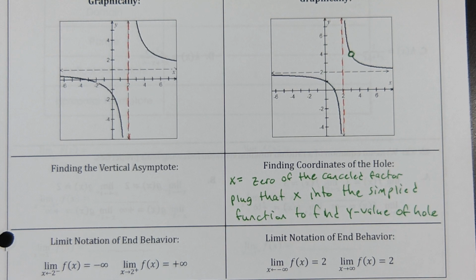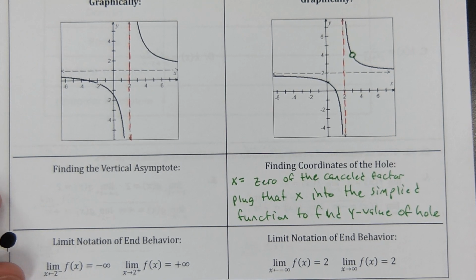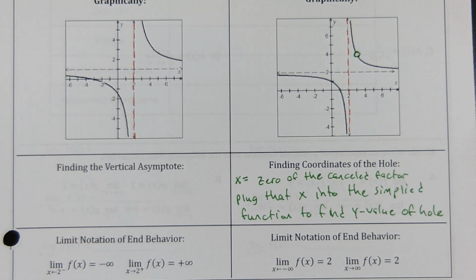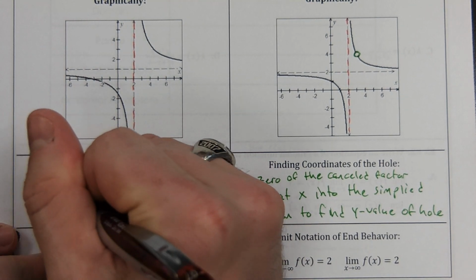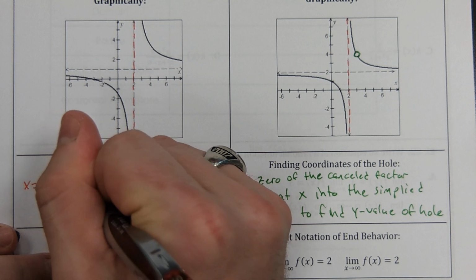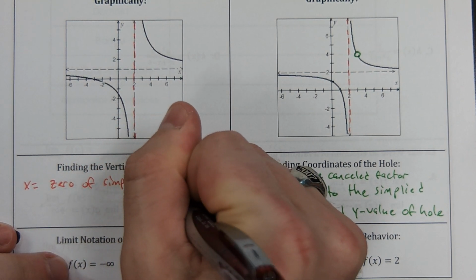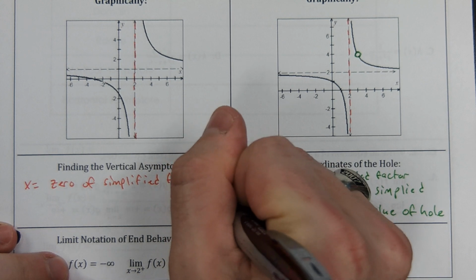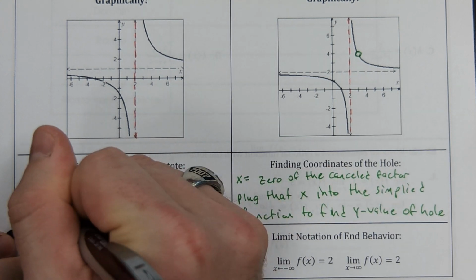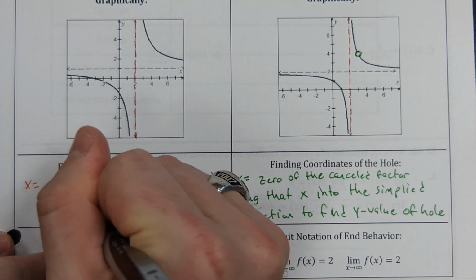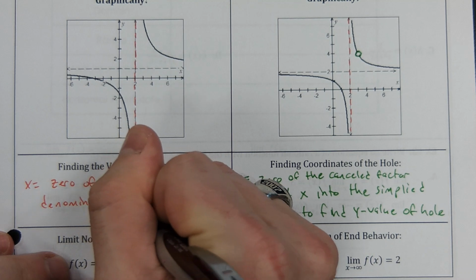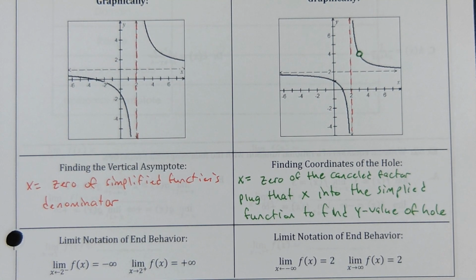And how do we find vertical asymptotes? Well, we've already read it up top, but we have a box for it here, so we might as well write it. It's the 0 of the simplified function's denominator. x equals the 0 of the simplified function's denominator. Awesome.